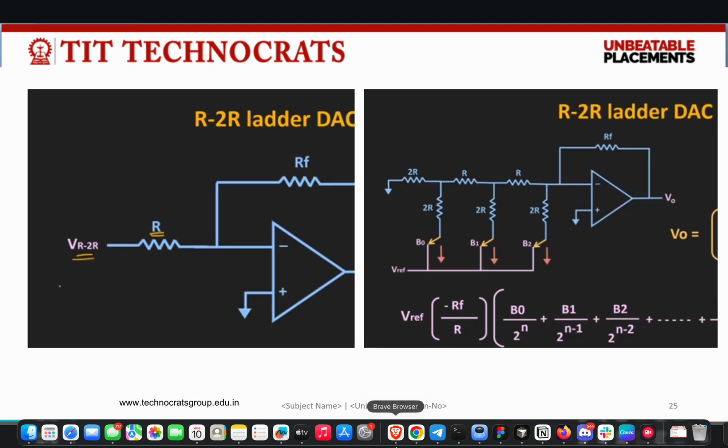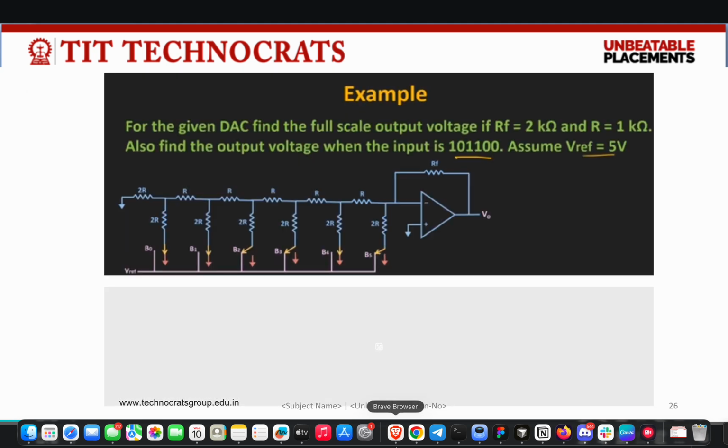R2R ladder DAC. In the R2R ladder DAC, V naught equal to minus V reference into RF upon R in bracket V0 upon 2 to the power n plus V1 upon 2 to the power n minus 1 plus V2 upon 2 to the power n minus 2 and so on.